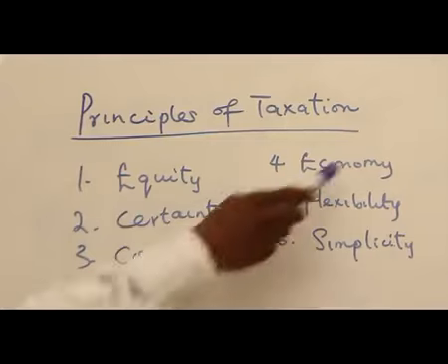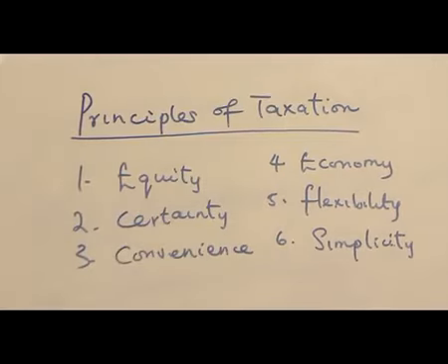Number four, economy. When we say economy, the amount they are going to spend on collecting the tax should be very minimal. That is, the cost of collection should be very minimal. Not spending up to 50% in the collection, because it implies that you are not getting revenue at all. If we are spending 50% in collection of tax, definitely it implies a loss. So collection of taxation should be very economical, and the cost of collecting should be very minimal.